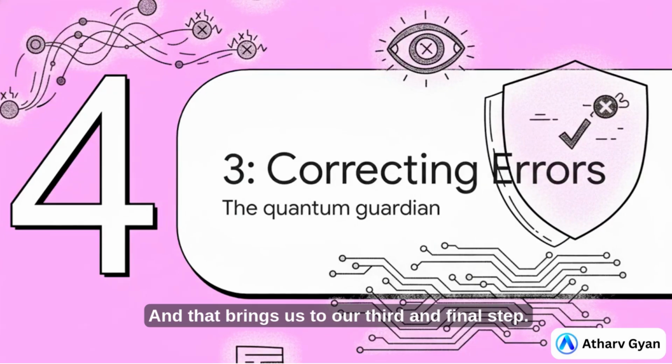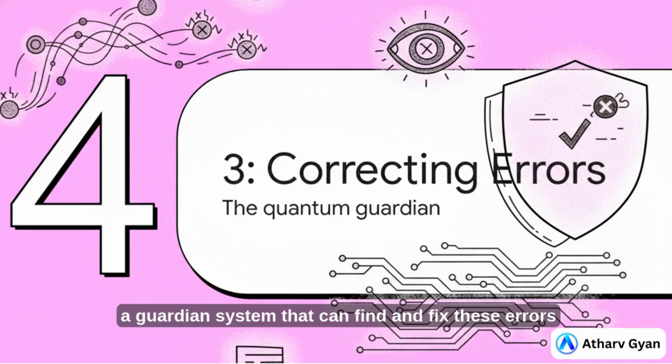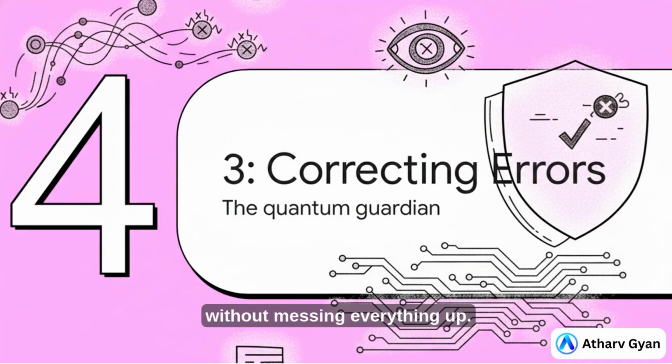And that brings us to our third and final step. Because even in that perfect, quiet, super cold environment, things still go wrong. A qubit can just flip or lose its quantum state for no reason. So we have to build this incredibly complex, real-time spell checker, a guardian system that can find and fix these errors without messing everything up.